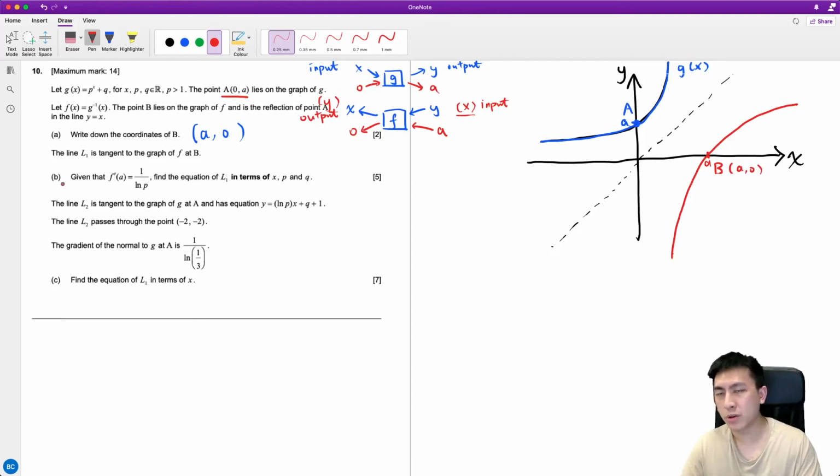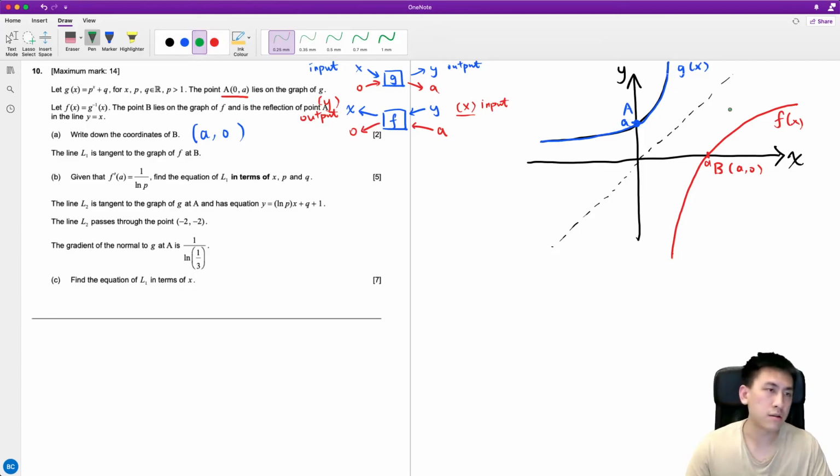Okay, so now we go to part B. We have drawn all the diagrams, and now we'll see what part B is. They say that the line L1 is the tangent to the graph of f at B. Now, this is my function f. So they are saying that L1 is a tangent at B. To draw a tangent, you should know how to draw it, right? So this straight line here is my tangent. This line is L1.